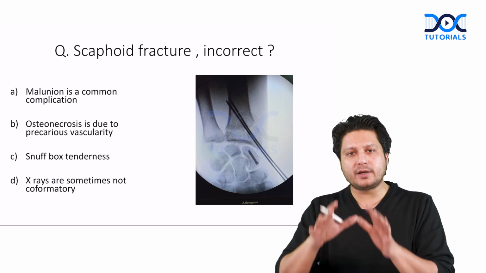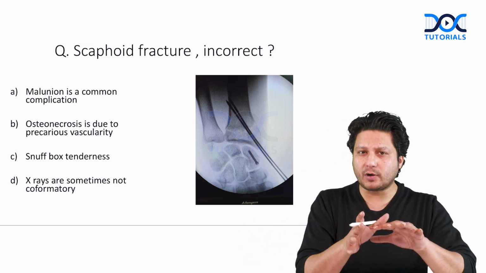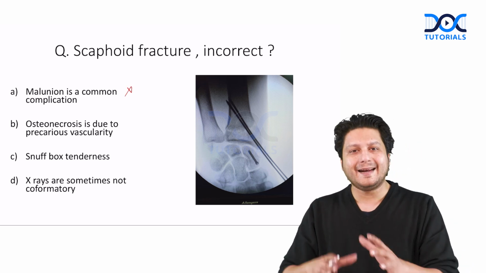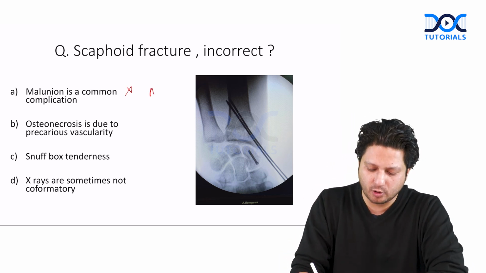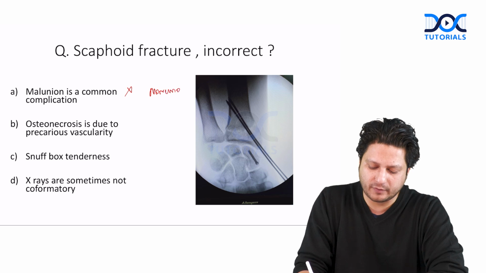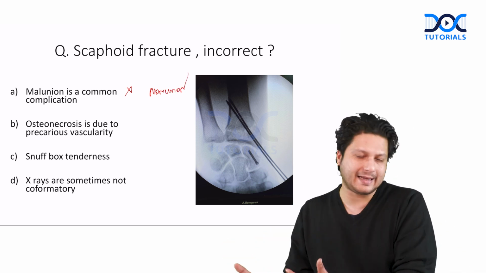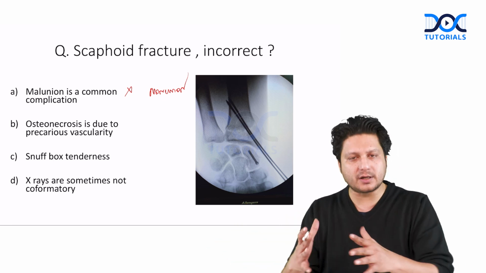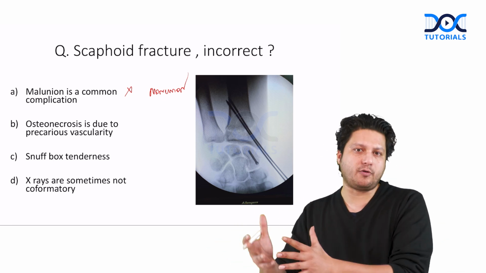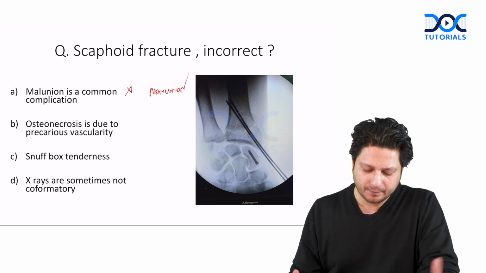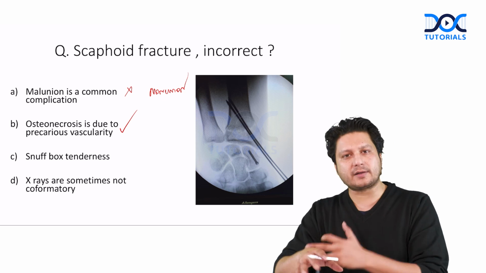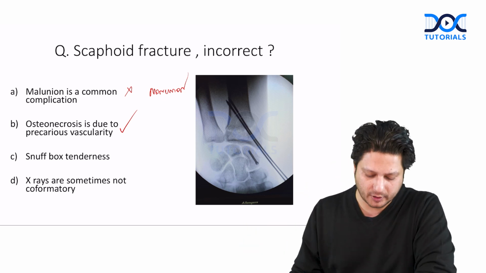Now, next question is scaphoid fracture. Which of the following is incorrect? Now, option number 1, malunion is a common complication. No, it is non-union, which is a far more common complication in case of a scaphoid fracture. And it is due to precarious, insufficient vascularity. The vascular supply to the scaphoid is insufficient. Alright. Osteonecrosis due to precarious vascularity. Yes, the more proximal the fracture, the poorer the prognosis in case of a scaphoid fracture.